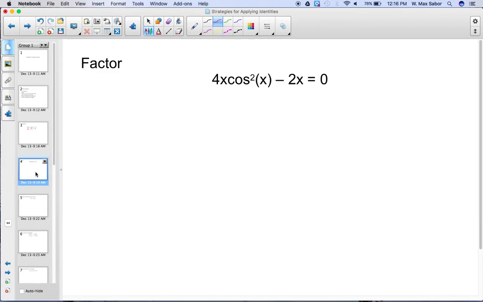A second one is factoring. This equation looks pretty weird, but if you start thinking about factoring it, okay, there's a 2x as a common factor, and I can write this as 2x times (2 cosine squared of x minus 1) equals 0. Now we can set 2x equal to 0 or this equal to 0, and that will make our lives easier. So consider factoring.